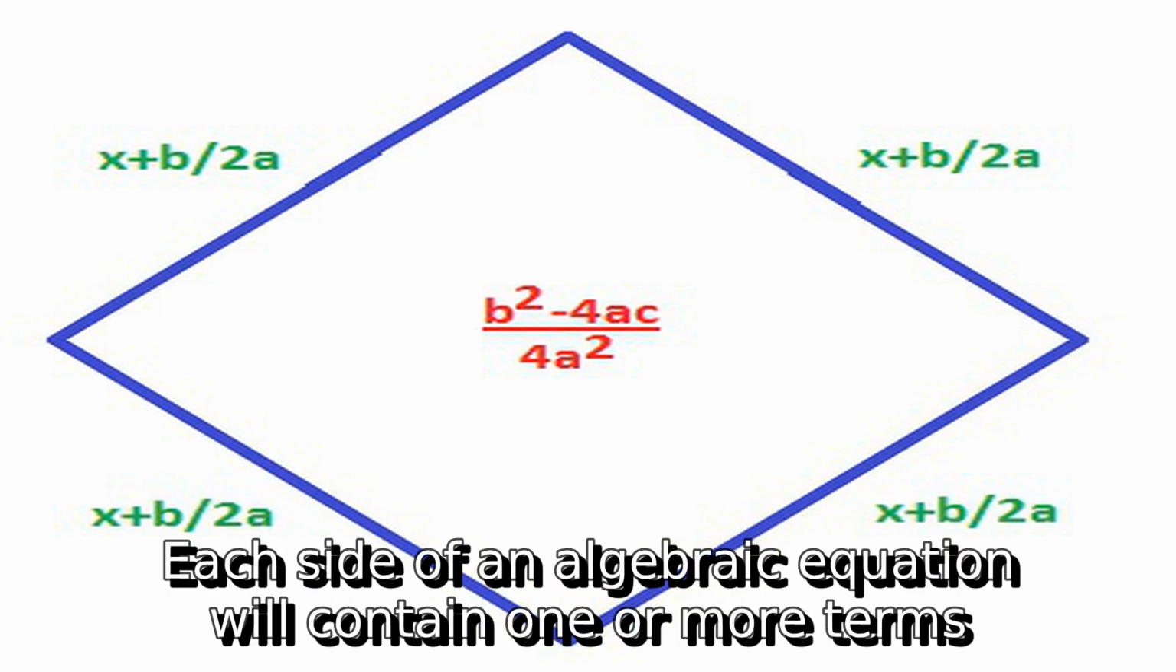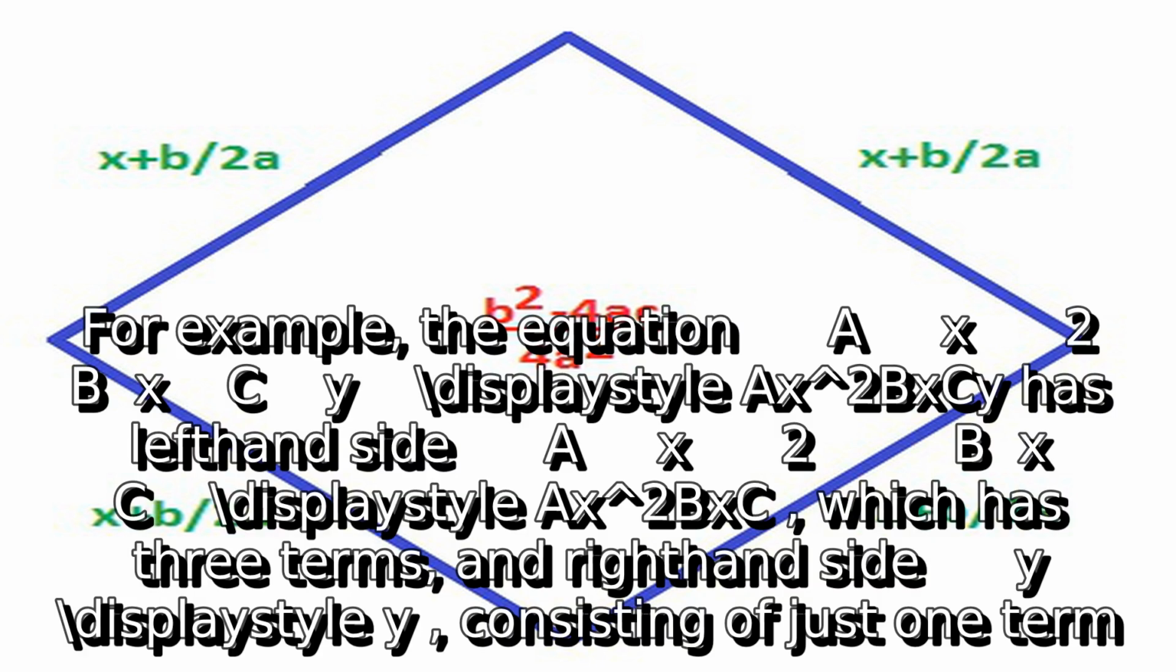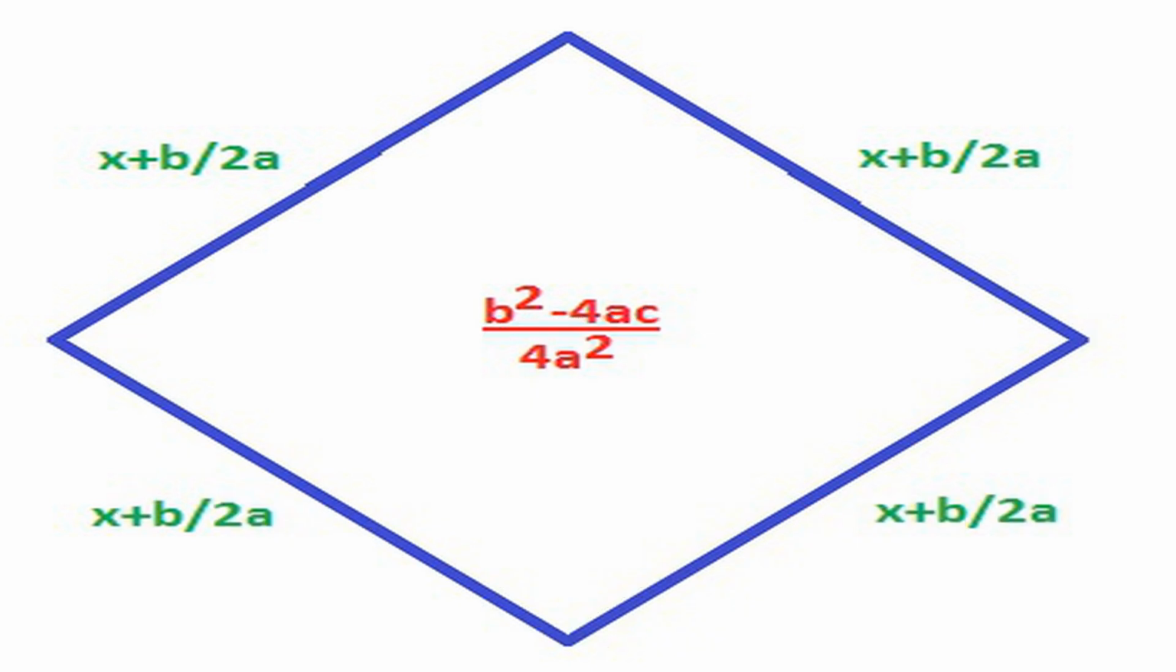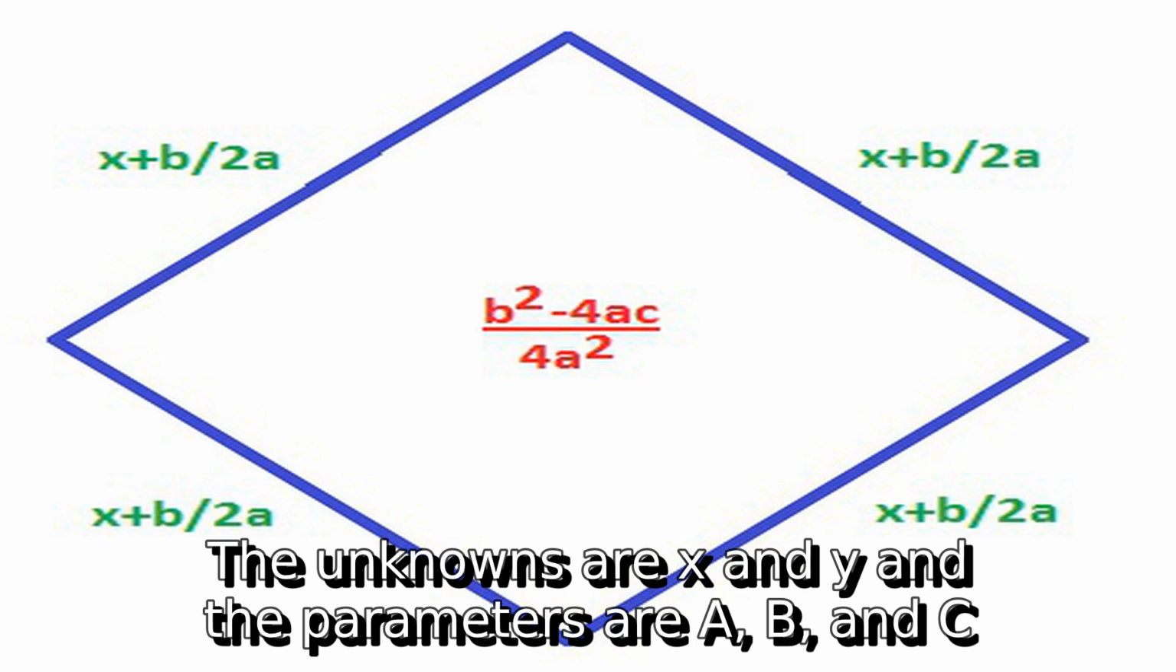Each side of an algebraic equation will contain one or more terms. For example, the equation ax² + bx + c = y has left-hand side ax² + bx + c, which has three terms, and right-hand side y, consisting of just one term. The unknowns are x and y, and the parameters are a, b, and c.